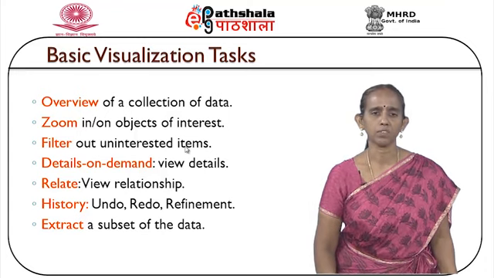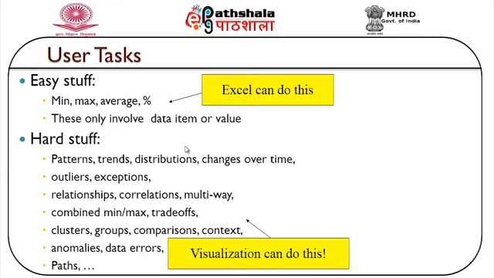These are the various basic visualization tasks that can be performed over the given data set. If you look at the user tasks, it is possible for the user to perform some of the easy stuff, like finding the minimum and maximum of the data that is available, or finding the average or percentage of the data, and these only involve the data item or the value.